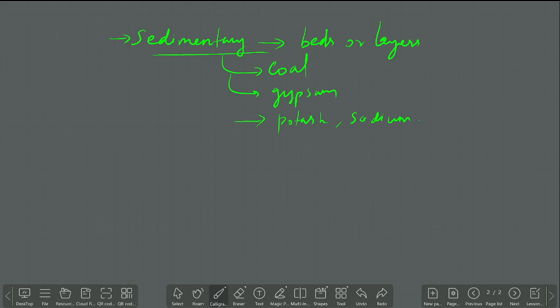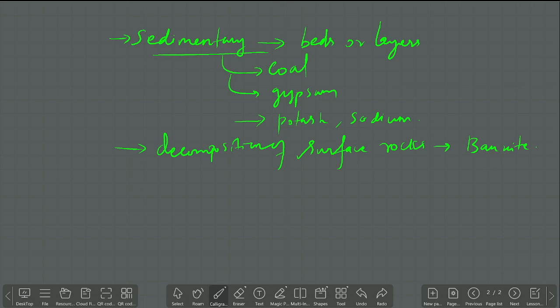Now another mode of formation involves the decomposition of surface rocks and the removal of soluble constituents, leaving a residual mass of weathered material containing ores. Bauxite is formed this way. The other type is decomposition of surface rocks. When the surface rock is decomposed, in that way bauxite is formed. Bauxite, understood? Bauxite is nothing but the ore of aluminum.